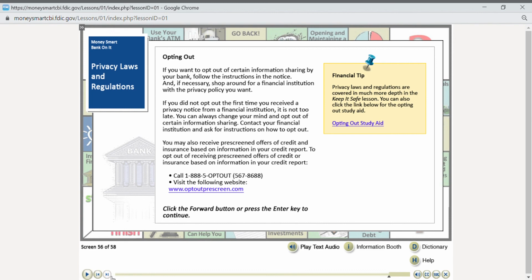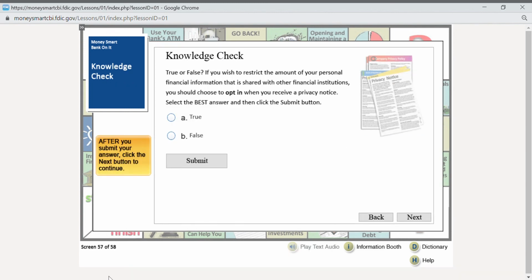You may also receive pre-screened offers of credit and insurance based on information in your credit report. To opt out of receiving pre-screened offers of credit or insurance based on information in your credit report, call 1-888-5-OPT-OUT, 567-8688. Visit the following website, www.optoutprescreen.com. Let's check your knowledge with a knowledge check question.